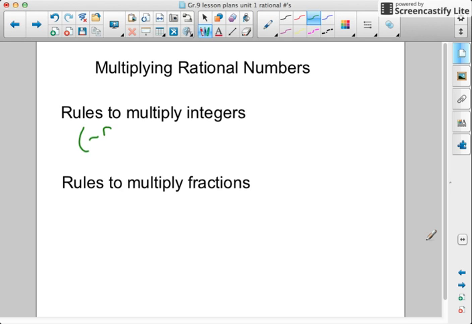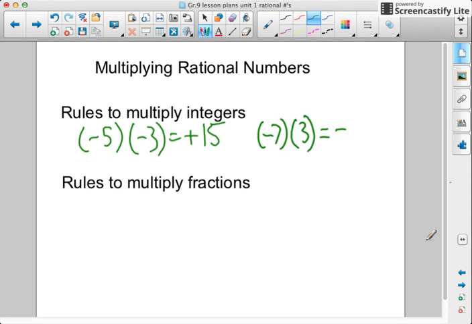So if you have negative 5 multiplied by negative 3, you're going to get a positive 15 since the signs were the same. So the negatives cancel. If you have, let's say, negative 7 multiplied by positive 3, your answer will be negative 21. So the signs are different, your answer is negative.